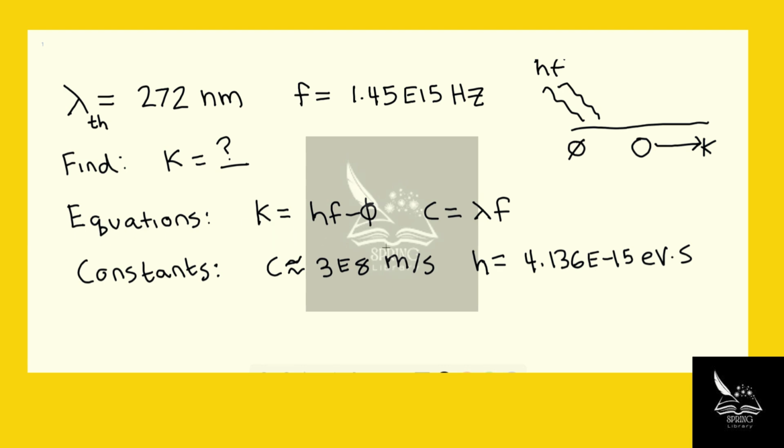So the two constants we'll need for this problem are the speed of light, of course, 3 times 10 to the 8 meters per second is a very good approximation. And we're going to use the Planck constant, 4.136 e to the negative 15 electron volt seconds. Okay, so let's jump into this problem.